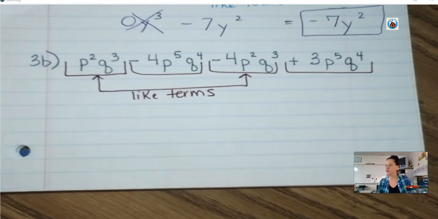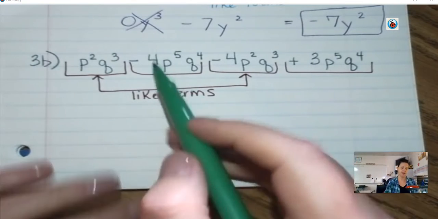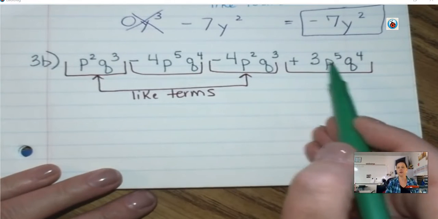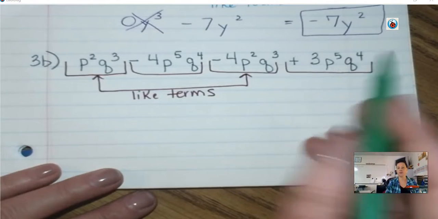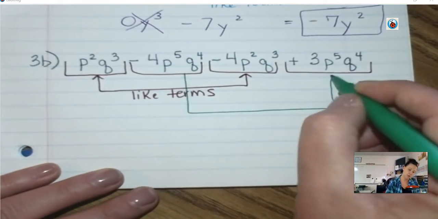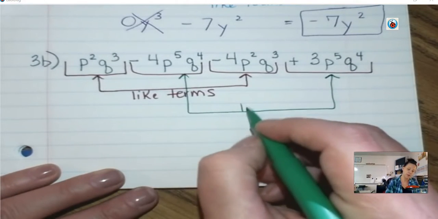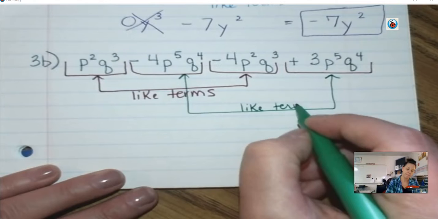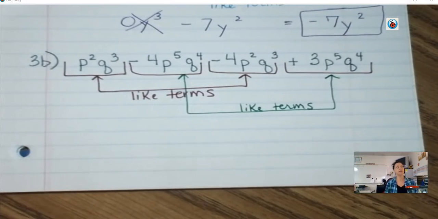I also am going to see if the other ones go together. Here I have p to the 5th, q to the 4th. This one also says p to the 5th, q to the 4th. So that means these 2 are like terms. So like terms have to have the same variables raised to the same power. Now we're going to combine our like terms.